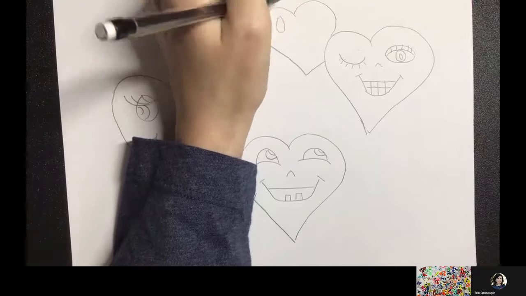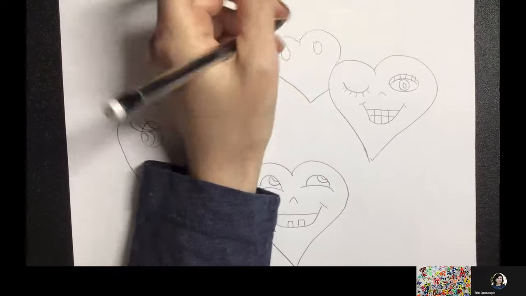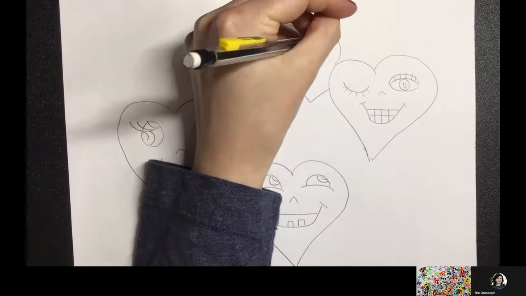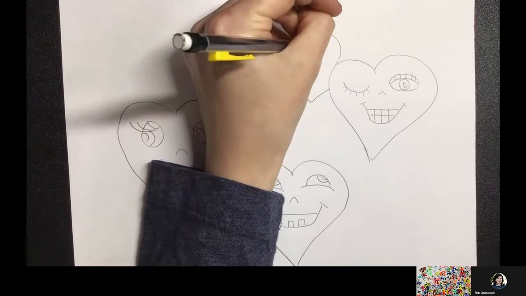start with some round eyes. Let me move my paper down a little bit. And then maybe it's going to have some eyelids. See my eyelids. And maybe it's going to be a sleepy heart.